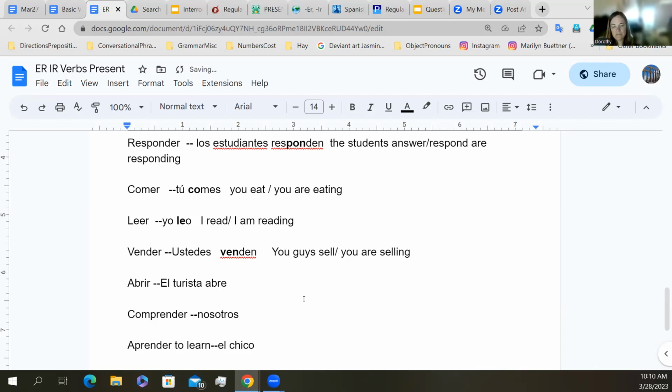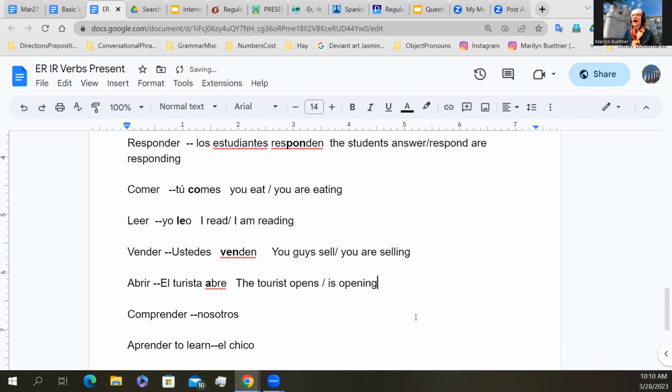Abre. But we're going to punch this part a little bit harder. Yeah, that syllable gets more stress. El turista abre. Y en inglés, the tourist opens or is opening, right?